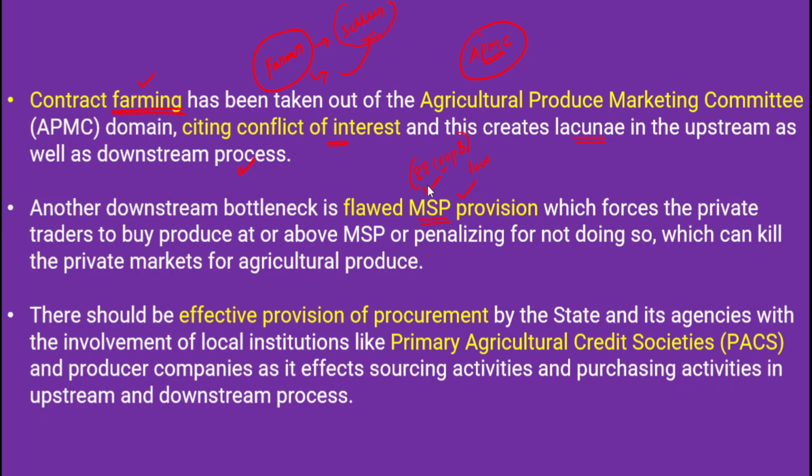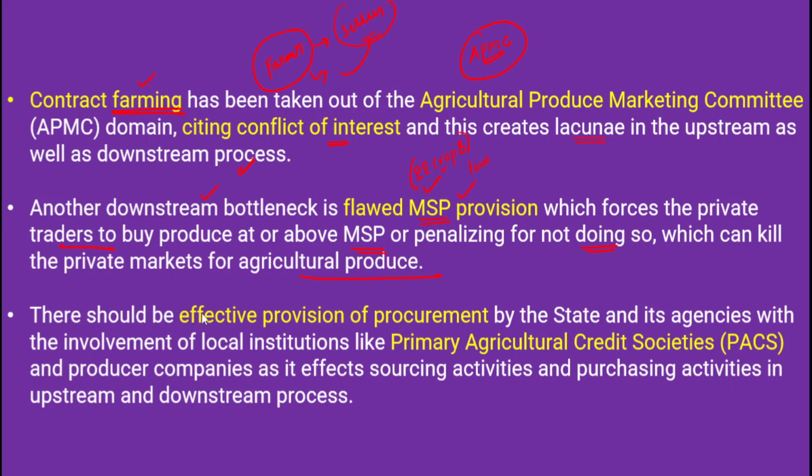So the main bottleneck at the downstream stage is the flawed MSP provision. Because of the flawed MSP, private traders are often required to buy produce at or above the MSP, or are penalized for not doing so. That can kill the private markets for agriculture produce, since the MSPs were becoming more and more of an incentive for the farmers. Farmers are preferring to sell their produce at MSP rather than to private buyers. So that has been killing the private markets, and there is a lack of competition as well.